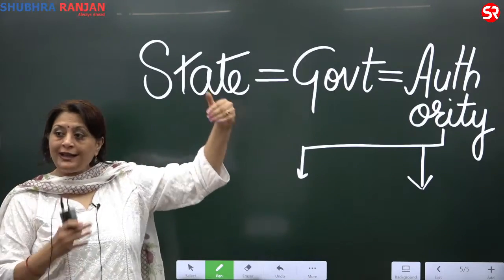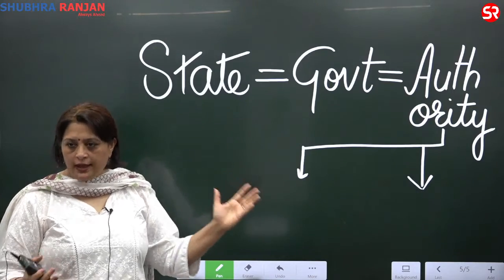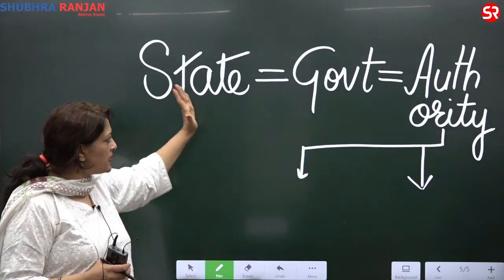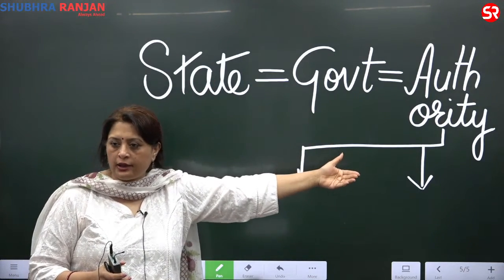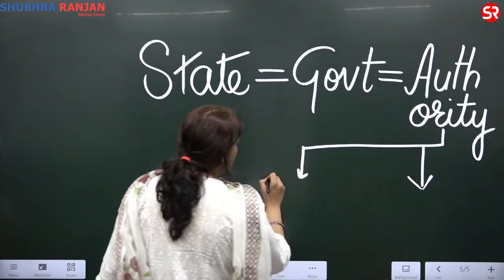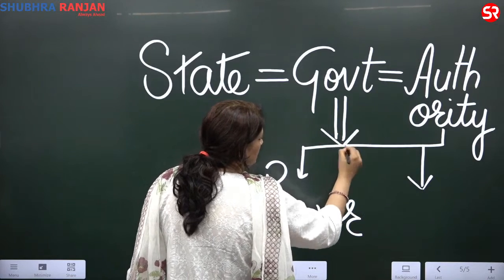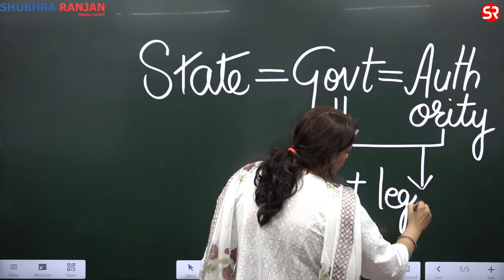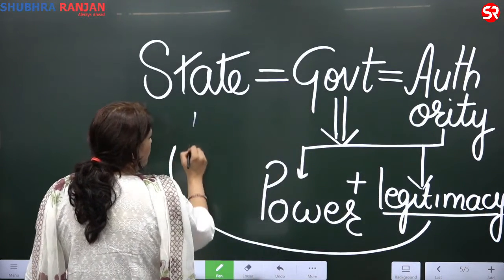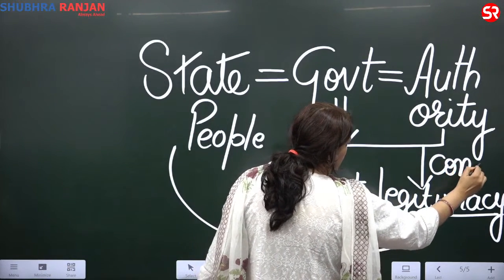So constitution of Indian state we want to know. So first of all, let us be very clear, how do we define a state? Basically a state has an authority. Fine, forget that. So state equals government. Government has an authority. So what is the difference between power and authority? Authority consists of power, who exercises power? Government. Plus legitimacy. Who gives legitimacy? People give legitimacy. It is also called consent.